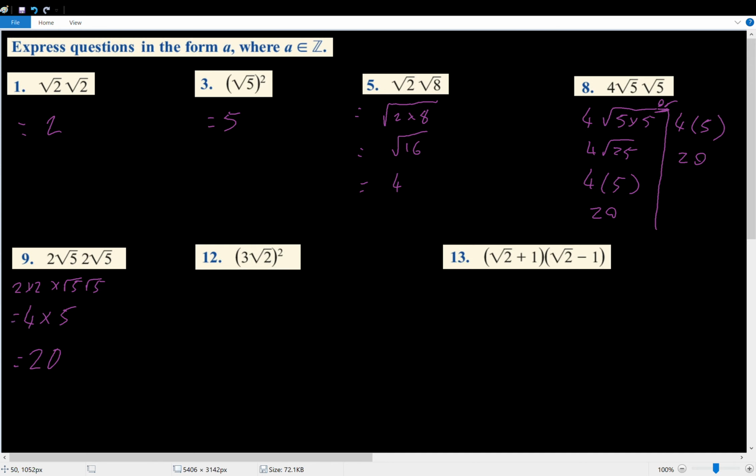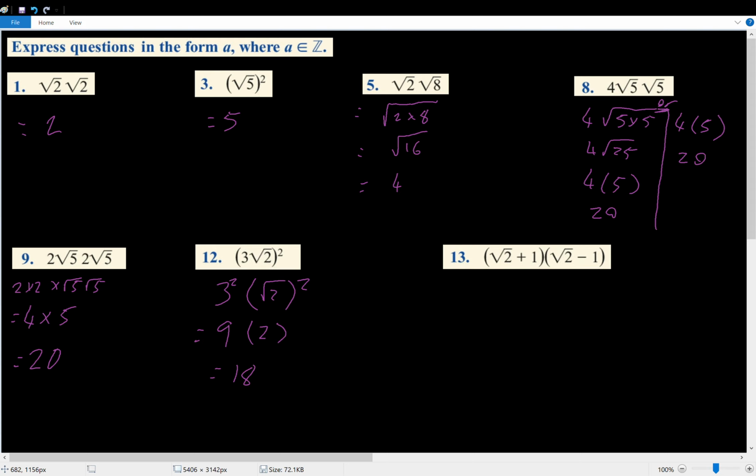We've got a similar sort of thing going on here with question 12, where we've got 3 root 2 squared. That's just 3 root 2 times 3 root 2. But alternatively, when we get a situation like this, the square applies to each number inside each of the factors inside of this product separately. So that's actually going to be 3 squared times root 2 squared. Now 3 squared is 9, and root 2 squared is 2. So we get 2 times 9, so we just get 18 for that one.